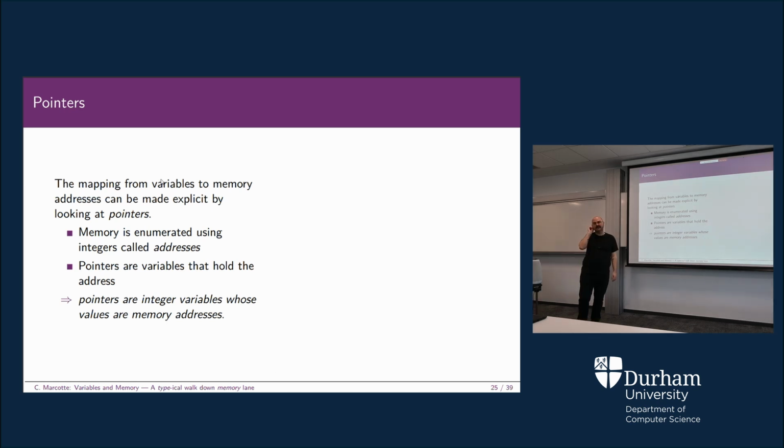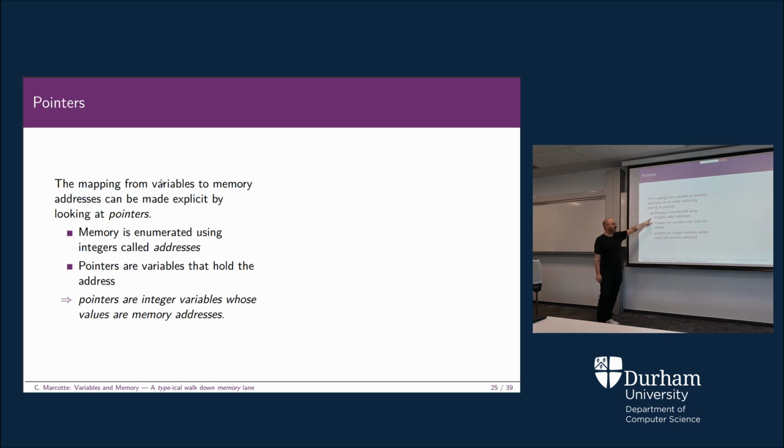Now that we are coming up on arrays, we do have to talk about pointers. And pointers is the thing where people typically bounce off of C. Especially if you come from Python, it's very different. So with pointers, the mapping from variables to memory addresses can be made explicit by looking at pointers.